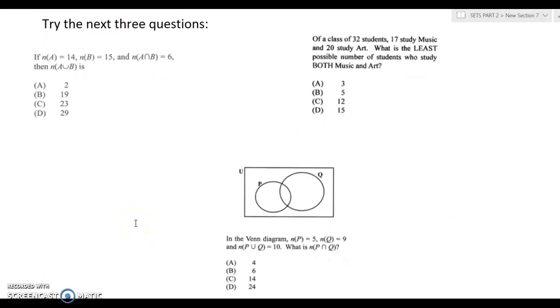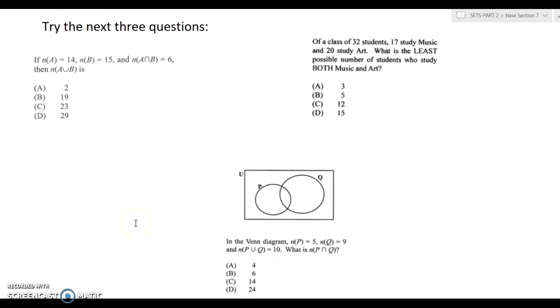So we're going to try these 3 questions which use the formula. I'll call this number 1, number 2, and number 3 down here. In number 1, the number of elements in set A is 14, the number of elements in set B is 15, the number of elements in the intersection is 6. We want to find the number of elements in A union B.